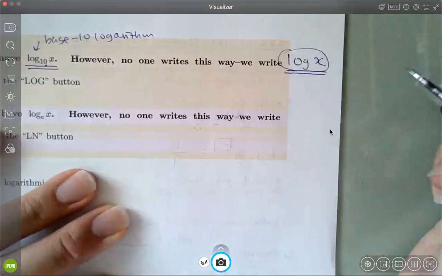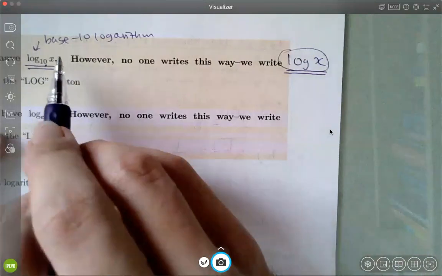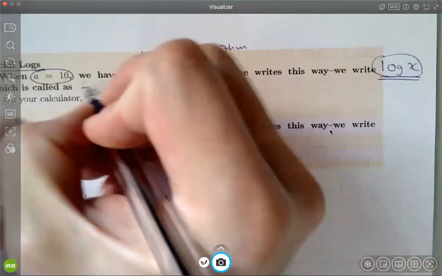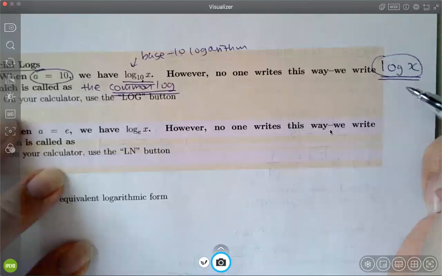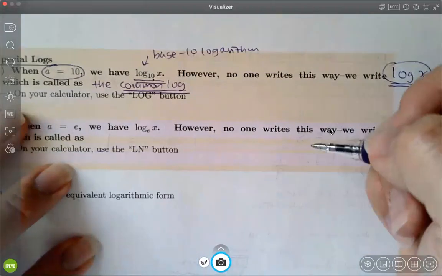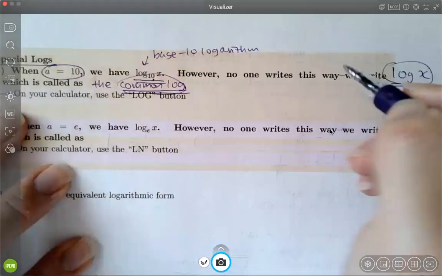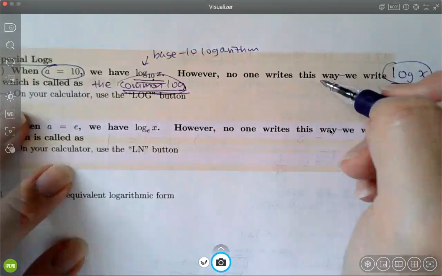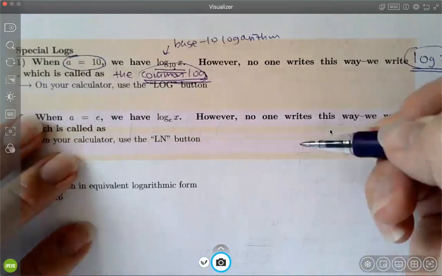And its name is not base 10 log. Its name is the common log. I don't know, honestly, why it's called the common log. Maybe because 10 is a common number? I don't know, but that's just the name. Common log. It's not my own representation, it's just the official name. And the good thing about this common log is that your calculator has this.